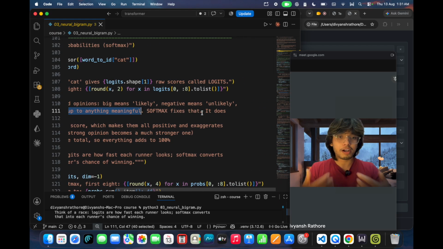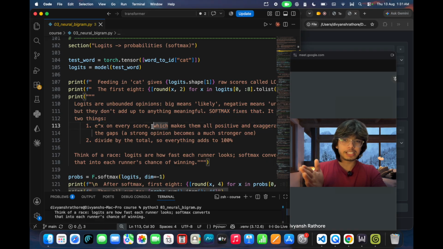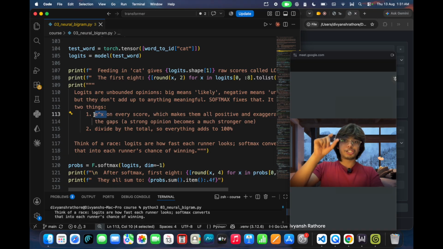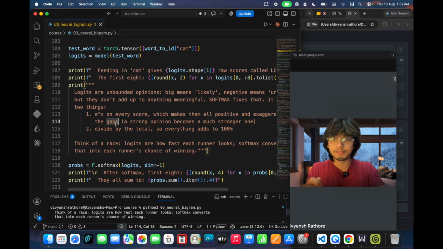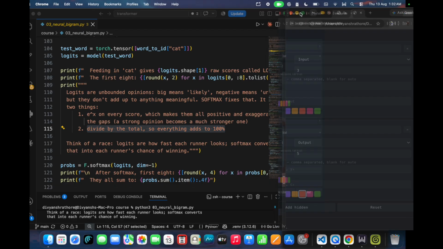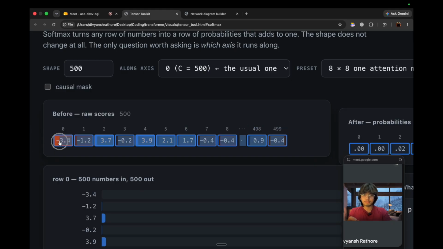So we'll use a function called softmax, which fixes this, and it will do two things. I explained it in my earlier videos. First of all, we have to make every term positive. So we'll raise e to the power of each term so that everything is positive, and we'll divide each term by the total sum, so everything adds up to 100. Basically, the softmax function gives us the final probabilities. I'll also show you on the table. As you can see right here, let's say these are my logits, total 500 numbers.